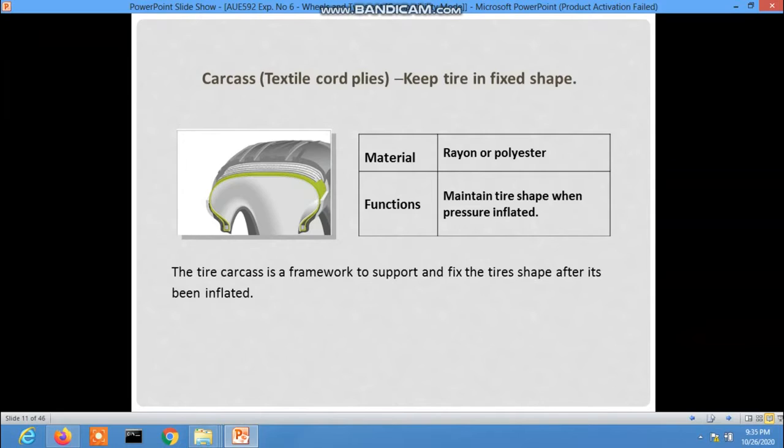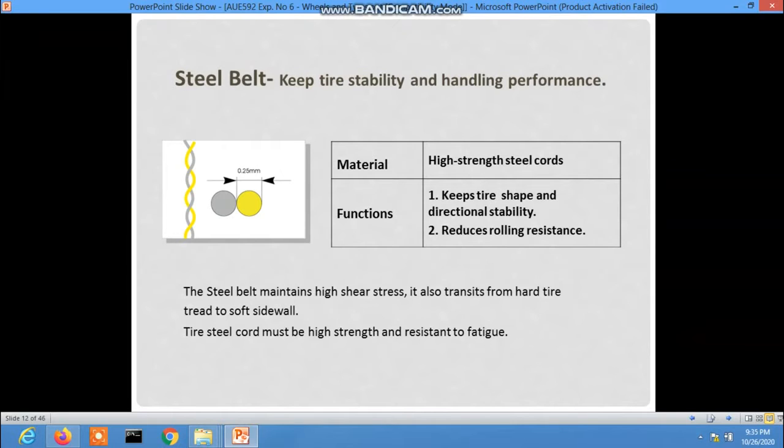Steel belt keeps tire stability, handling and performance. Material: high strength steel cord. Function: keep the tire's shape and directional stability. It also reduces rolling resistance. The steel belt maintains high shear strength. It also transitions the tensile load from the hard tire tread to the soft sidewall.